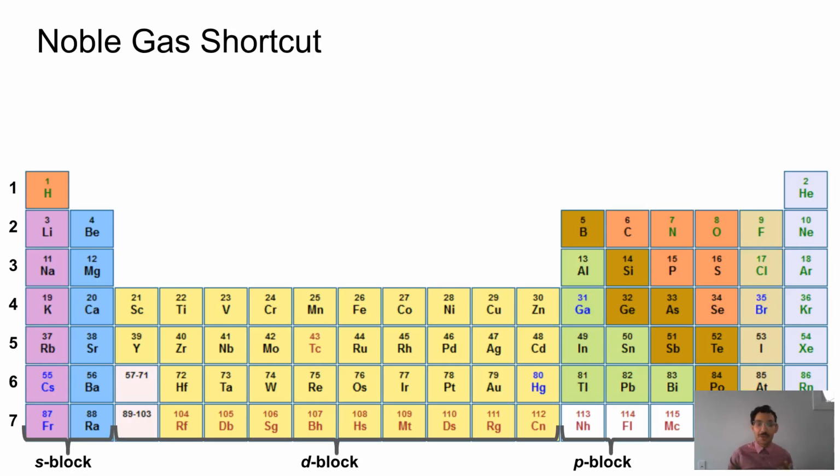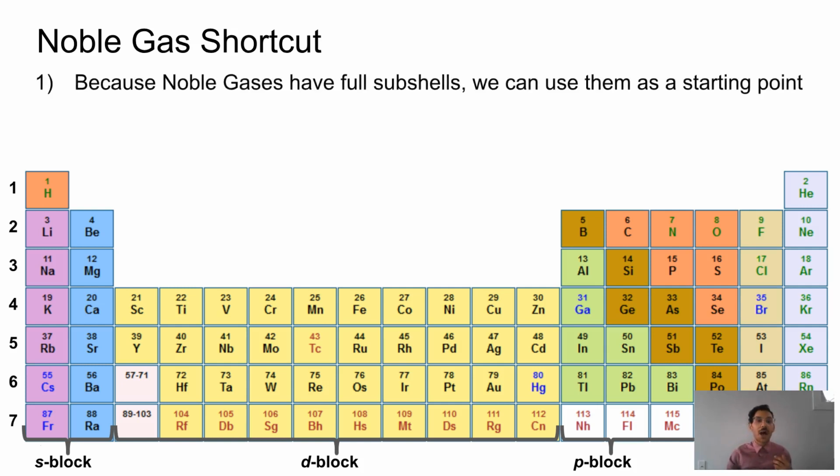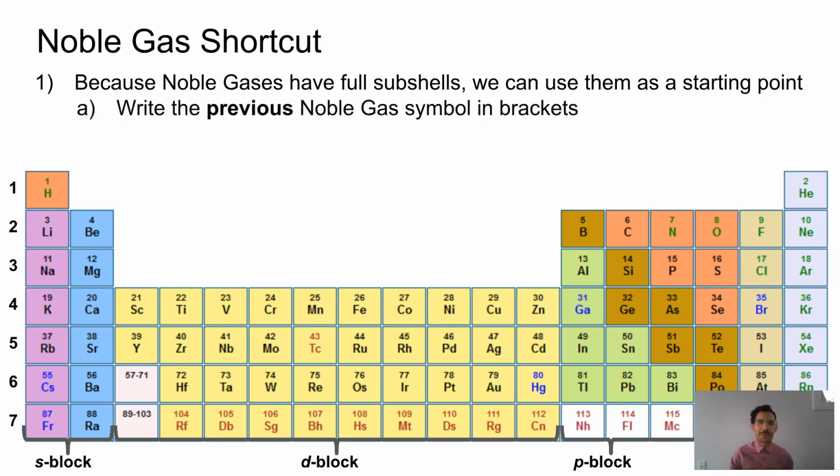So there's this thing I mentioned at the beginning of this video called the noble gas shortcut for writing electron configurations. Since the noble gases have all full subshells, we can use them as a starting point when we are writing out our electron configurations. So let's look at an example. Actually, let's talk about it first. Let's pick magnesium for now as my example.